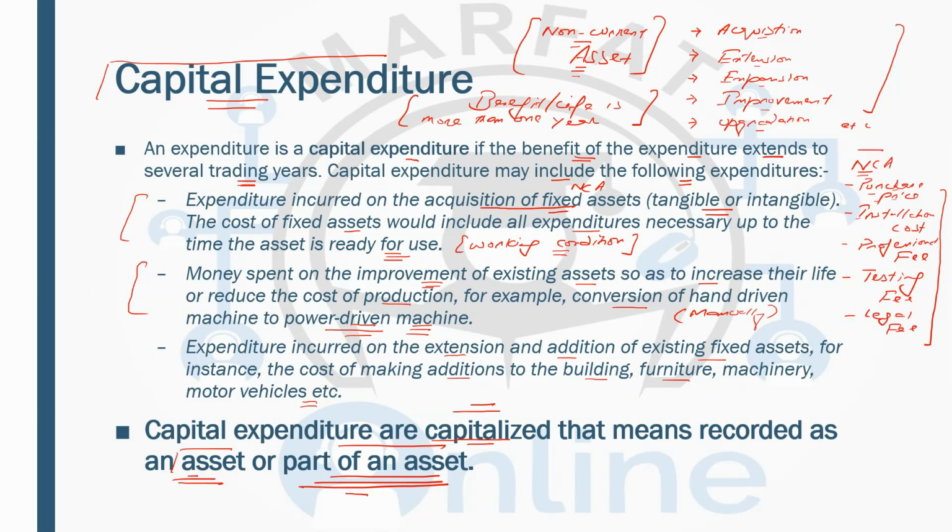This is something very important to understand, because you have studied non-current assets, but at that time you just talked about the building, the furniture, but you didn't talk about what types of expenditures, what components should be capitalized. So, capital expenditure.